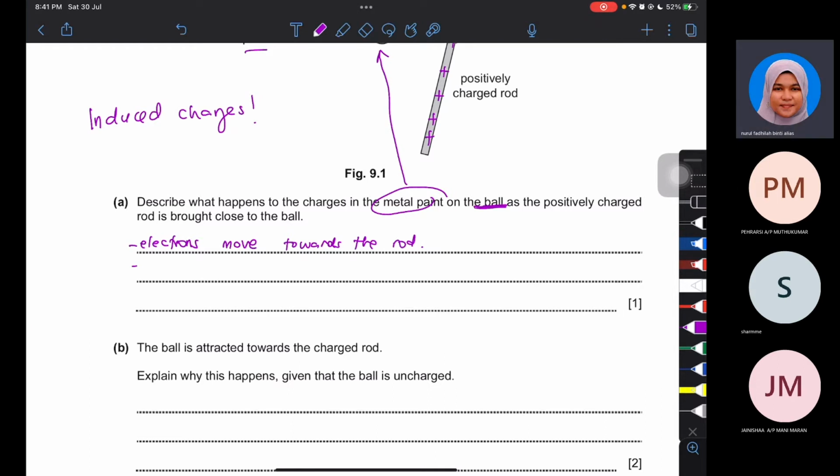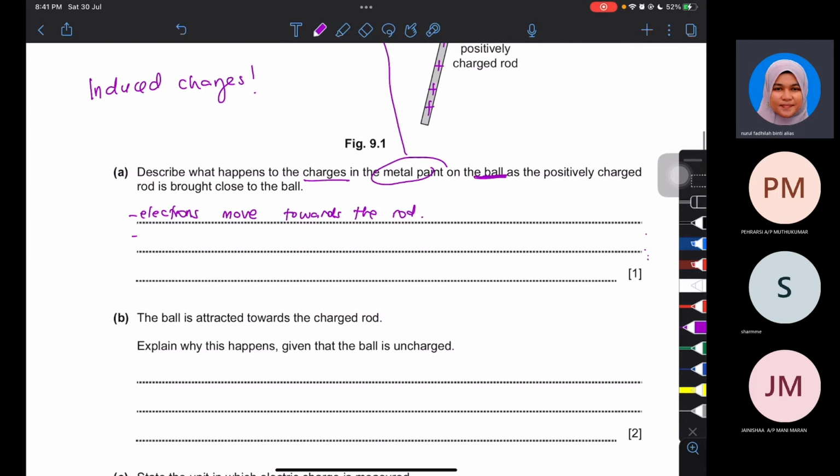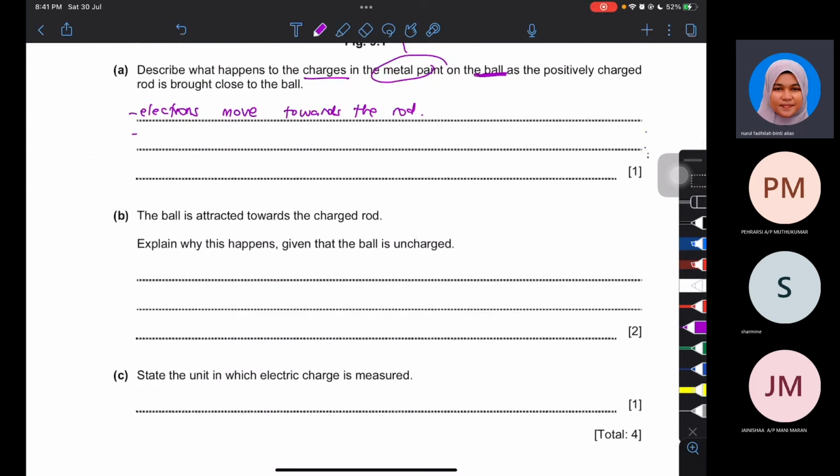Okay. So dia akan... itu je lah soalan dia. Saja buat garisan panjang-panjang ni. So dia tanya what happens to the charges. So senang je jawapan dia. Electrons ni akan mendekati. Dia belum pergi lagi tapi dia akan mendekati positively charged. Okay. The ball is attracted towards the charged rod.